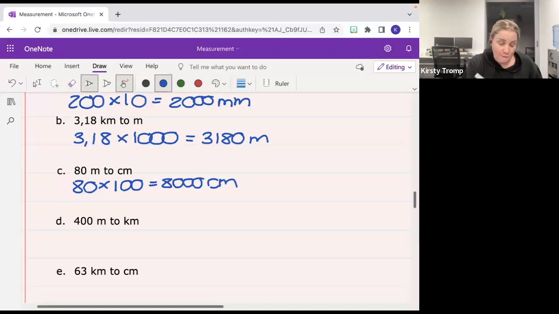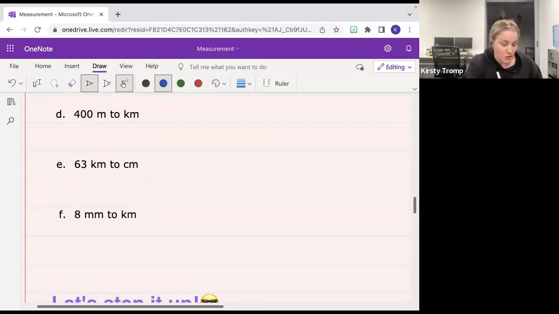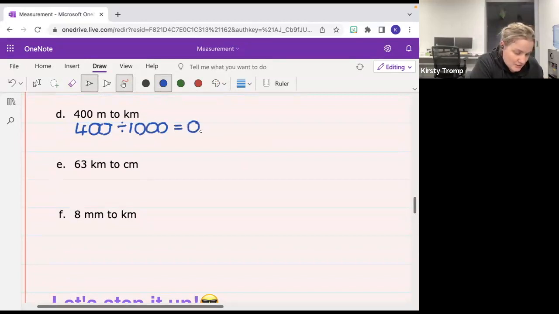All right, and now we're going to go a little bit of the opposite way. So I've got 400 meters to kilometers. D was the last one that I had up for you to try by yourselves while I was answering some questions. So we had meters to kilometers. Remember, we look at our table. Our table tells us that to get from meters to kilometers, we need to divide. And so we're going to say 400 divide by 1,000, and that's going to give us 0,4 kilometers.